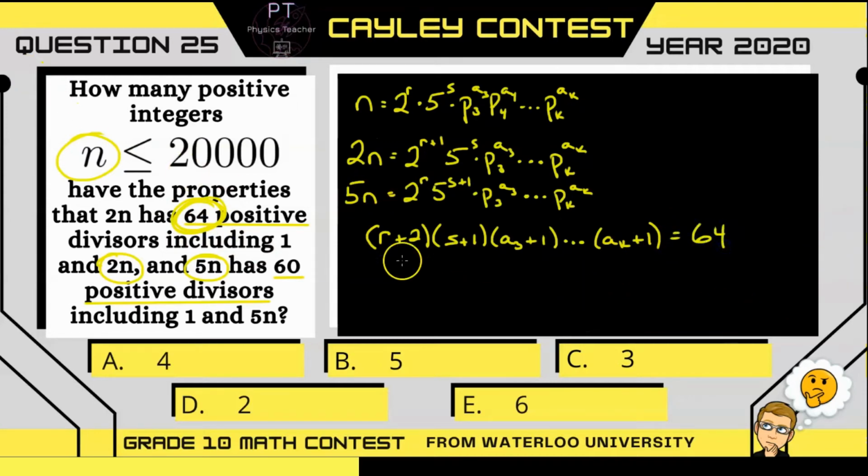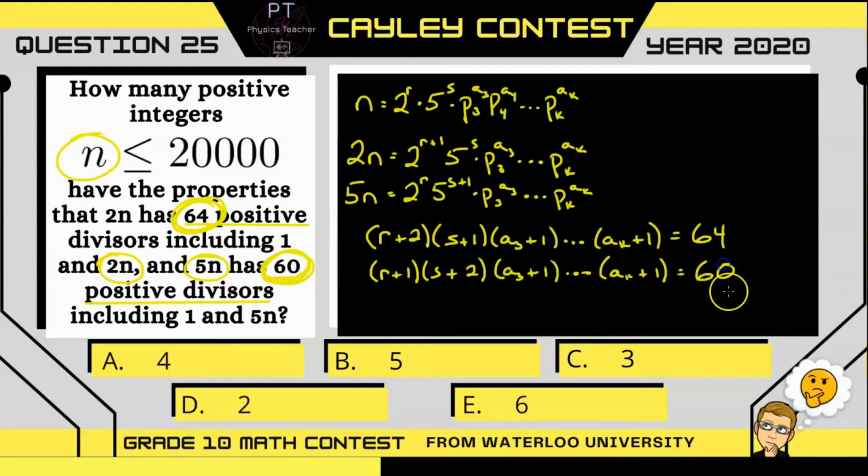All right, and I can do the same for 5n. That's going to leave us with r plus 1 times s plus 2 times a3 plus 1, and so on, all the way up to ak plus 1. And that'll all equal, for our 5n, 60 possible divisors. Now notice that in both of these equations, inside these lines that I've just drawn are the exact same things. These are going to be exactly the same.